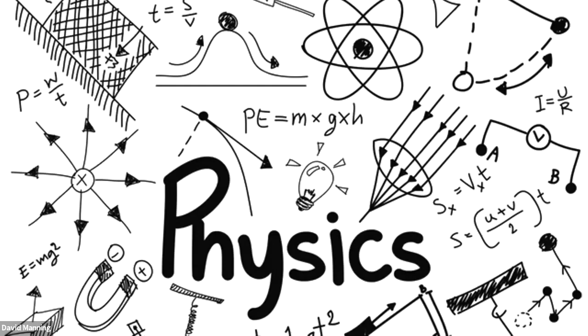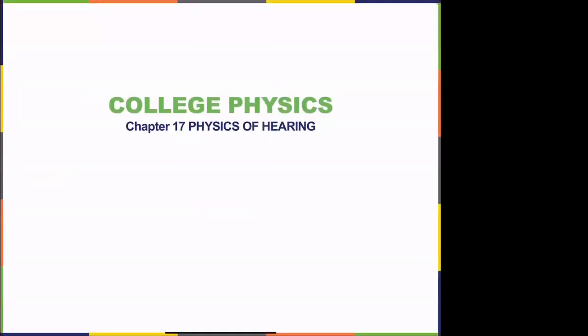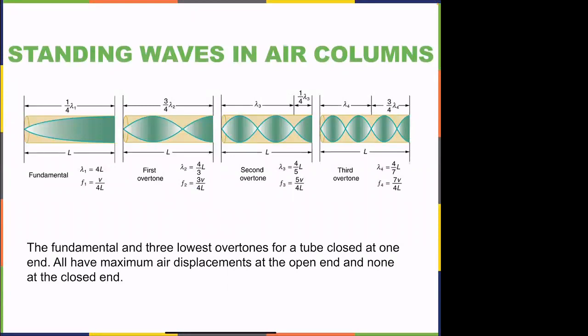So let us get started with our last lesson of chapter 17, talking about sound waves. Oh man, the physics of hearing. So what we're dealing with here is standing waves again, and we're looking at resonators, open pipe and closed pipe resonators. This is a closed pipe resonator.